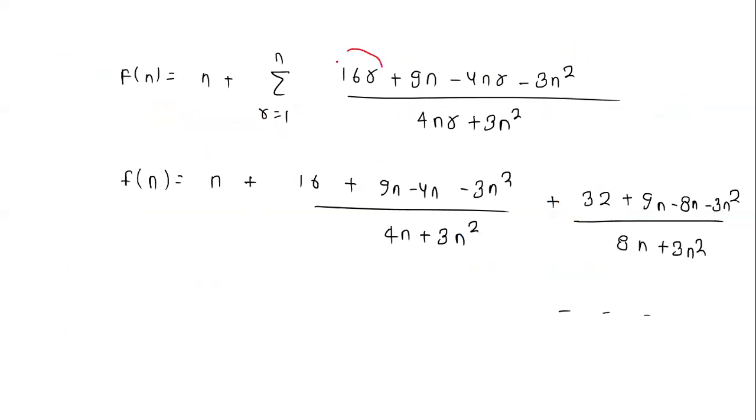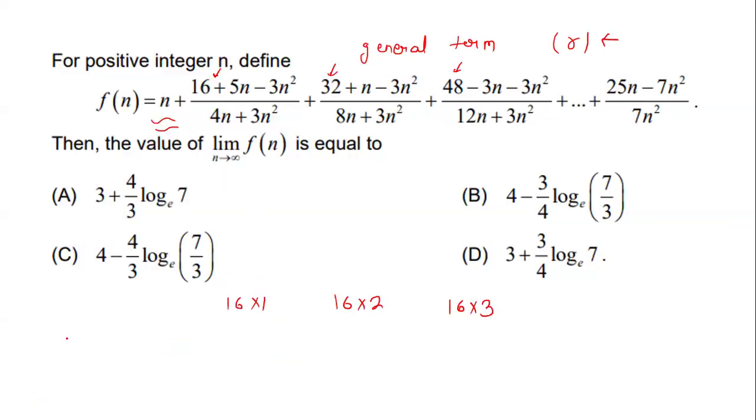So that's why I write here 16r. If you replace r is equal to 1, then you get 16. If you replace r is equal to 2, you get 32. If you replace r is equal to 3, you will get 48, and so on.